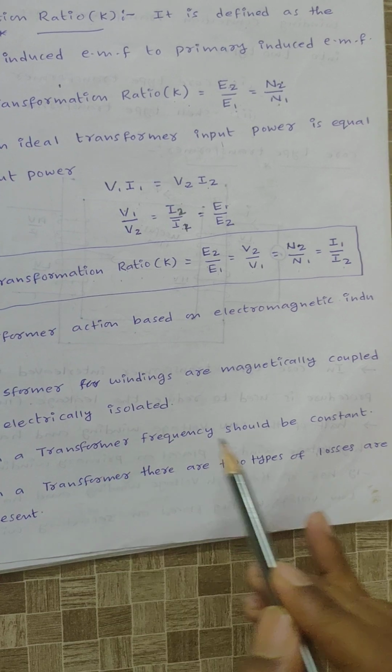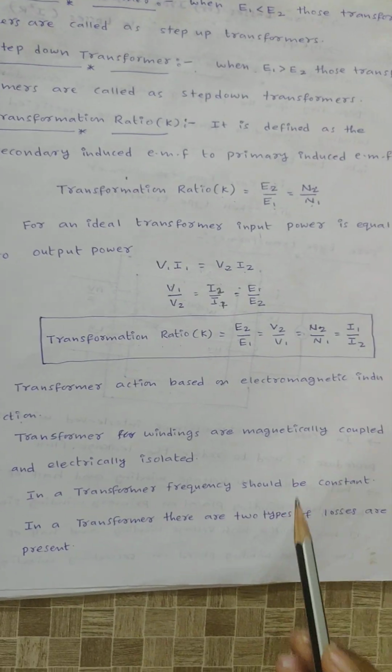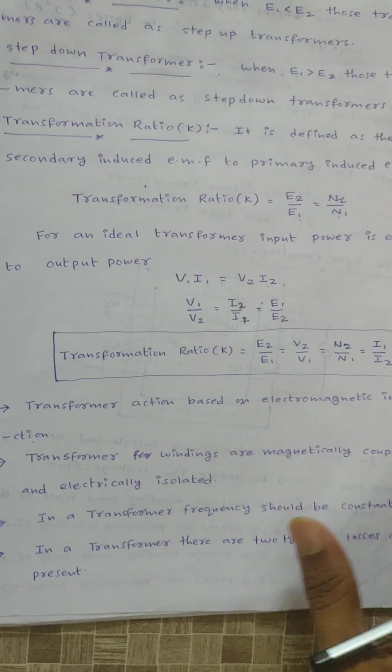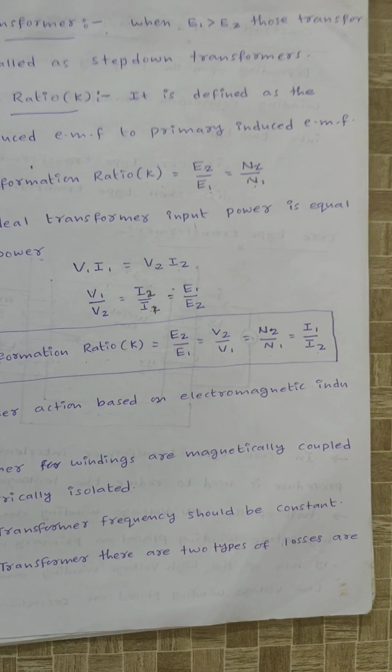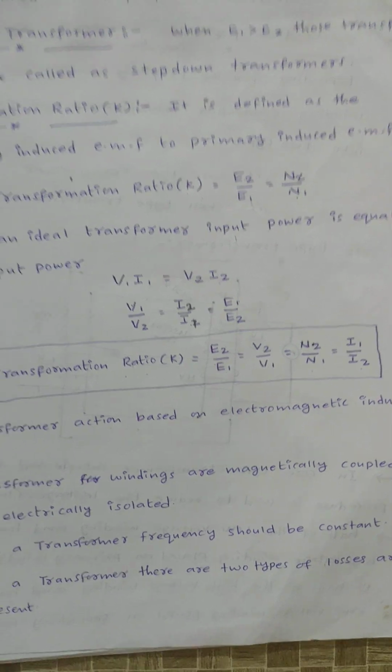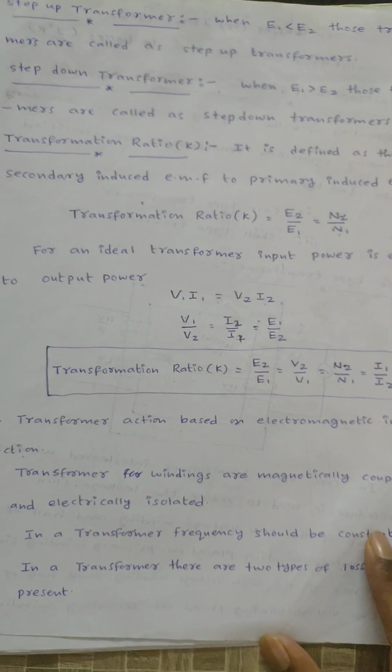In a transformer, frequency should be constant. In a transformer, there are two types of losses. The first one is iron losses, the second one is copper losses. Iron losses are constant losses, whereas copper losses are variable losses.